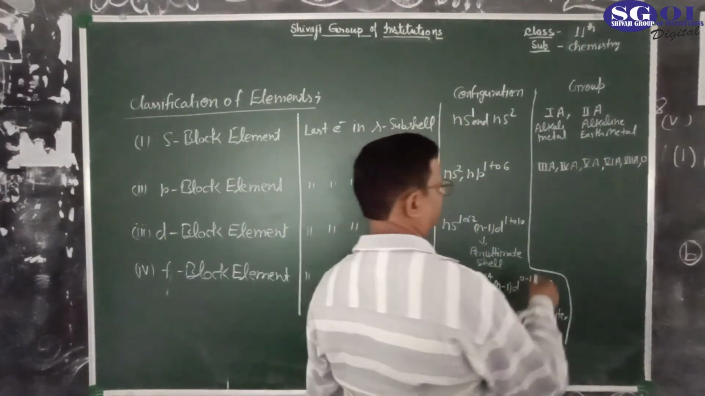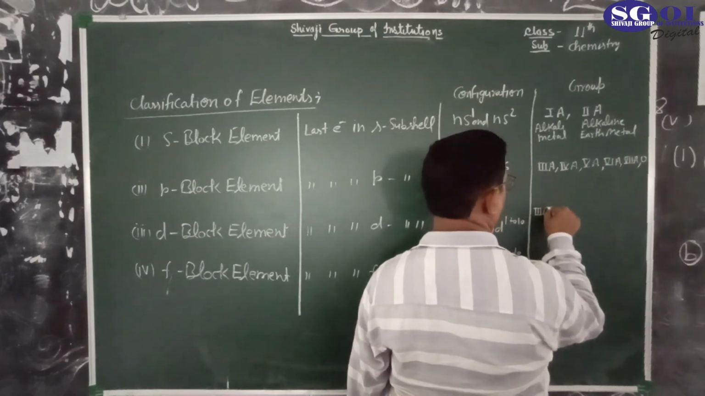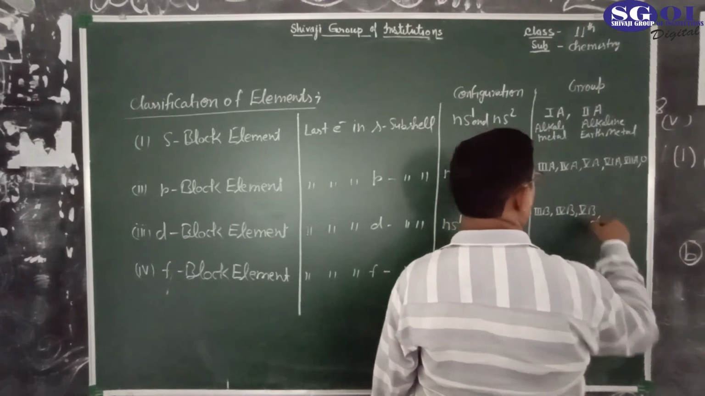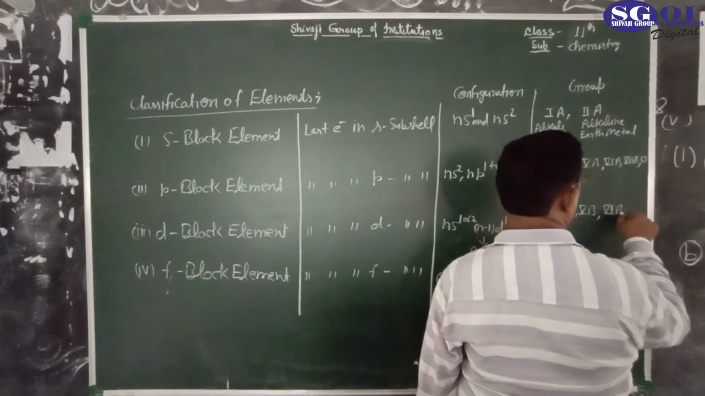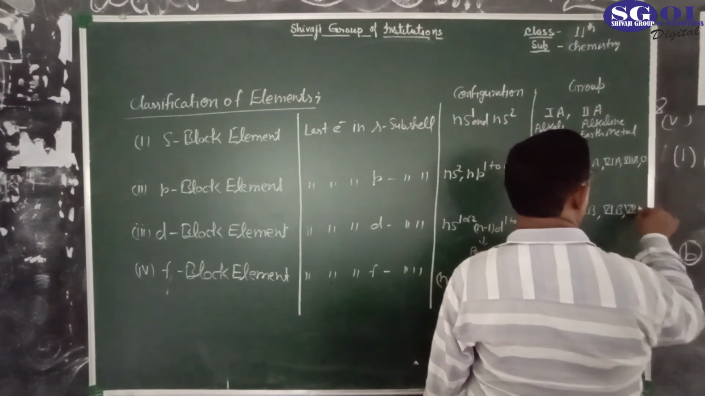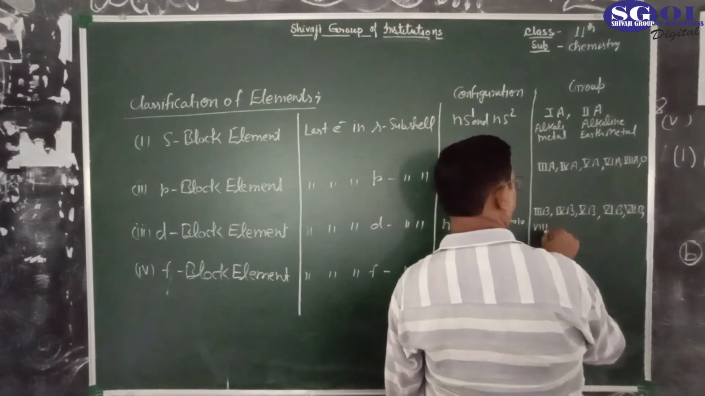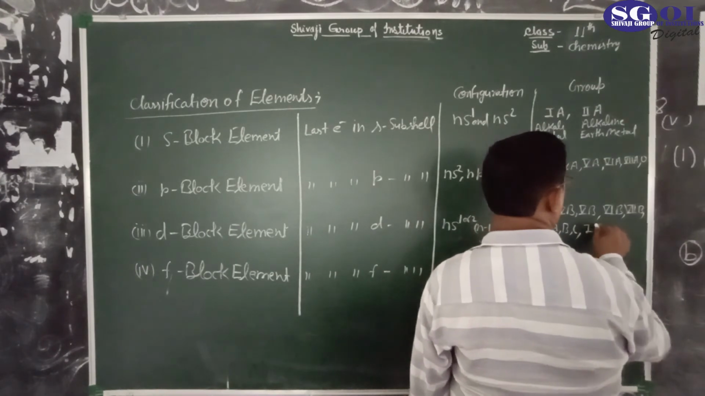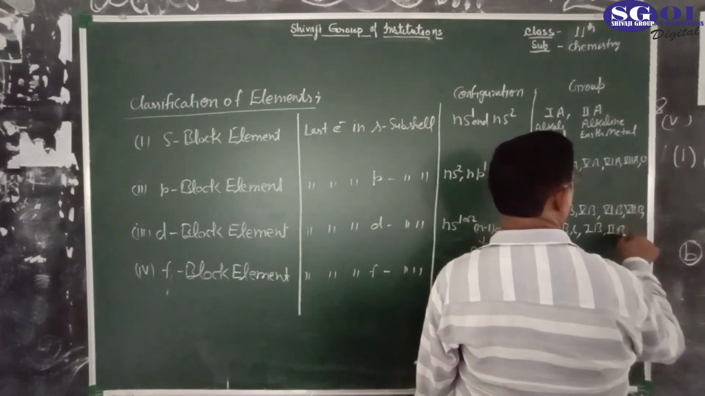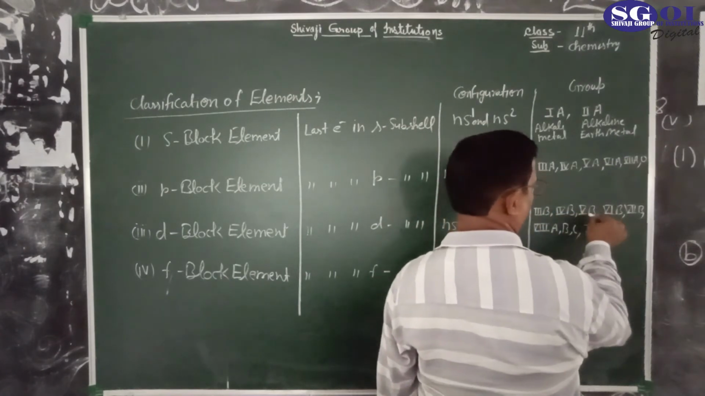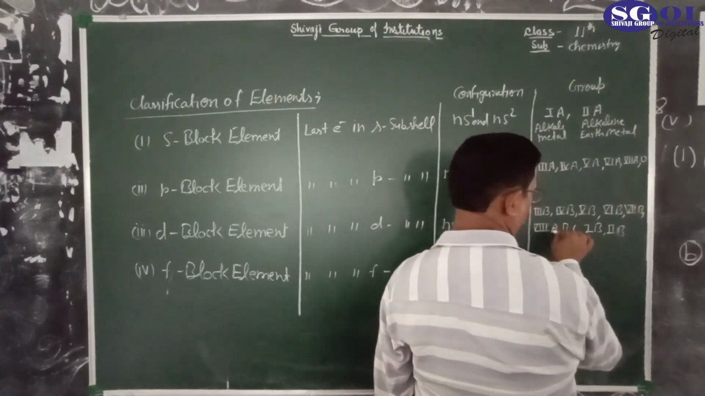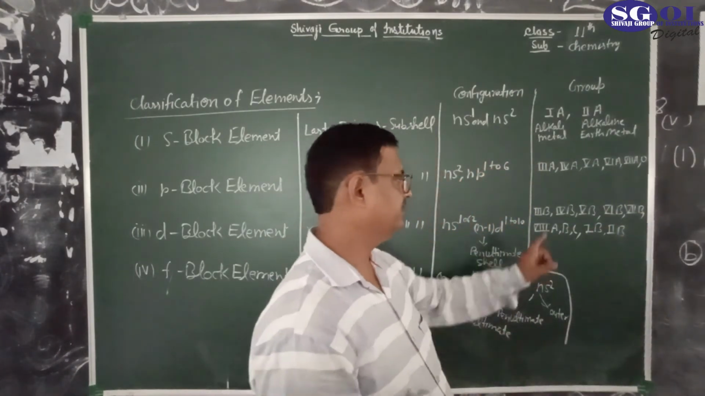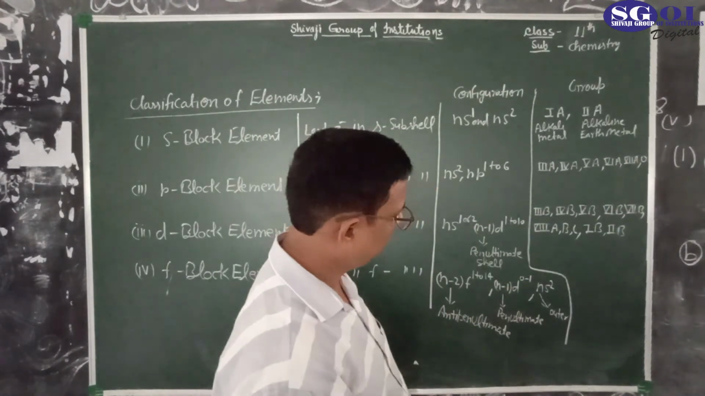Now for D block, the groups are third B, fourth B, fifth B, sixth B, seventh B, eighth A, B, C, first B and second B. Count it: 1, 2, 3, 4, 5, 6, 7, 8, 9, 10. That is d1 to 10: d1, d2, d3 and so on.